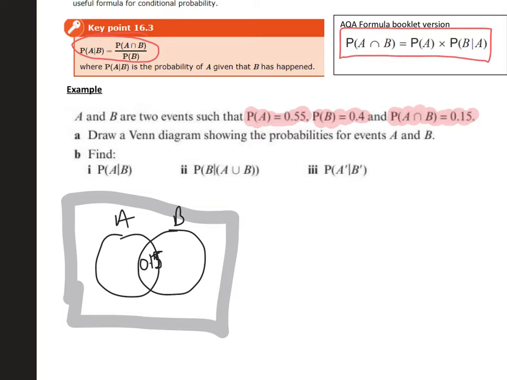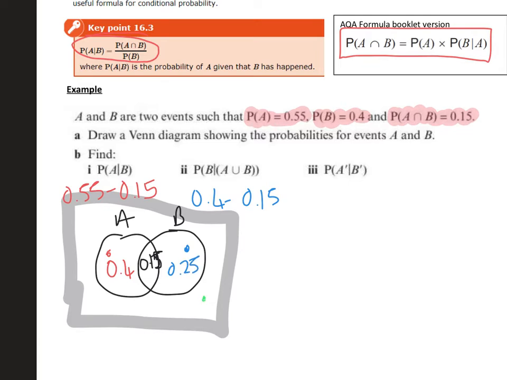Now, I know that the A circle should add up to 0.55. So to get this red dot here, I want to do 0.55, take away the bit that's already there, the 0.15. So I'm going to get 0.4. I know that B adds up to 0.4. So to get this blue dot, I'm going to do 0.4 minus 0.15, which gives me 0.25.